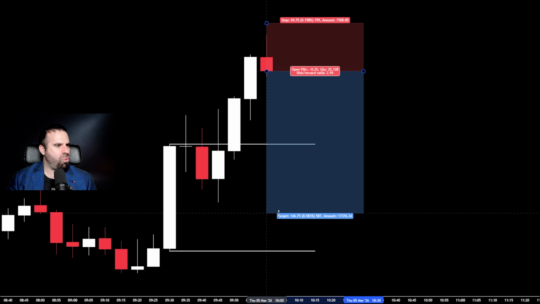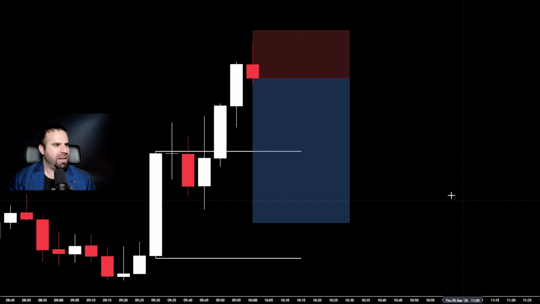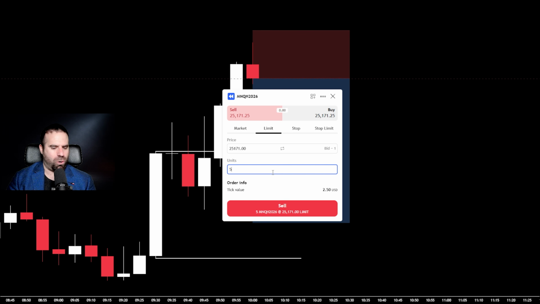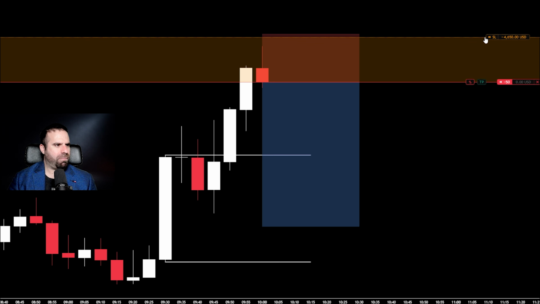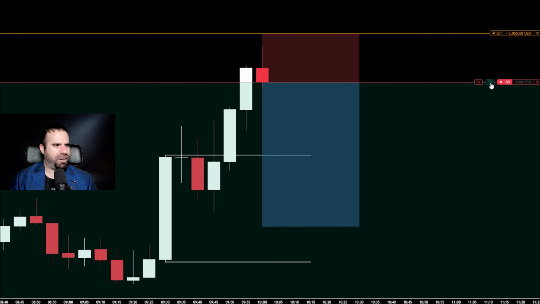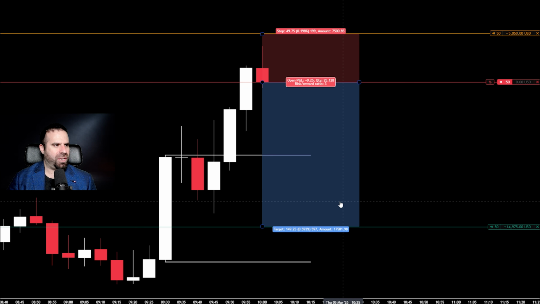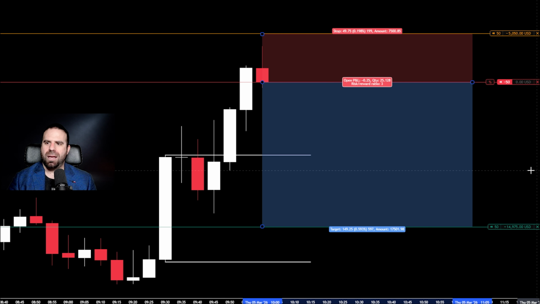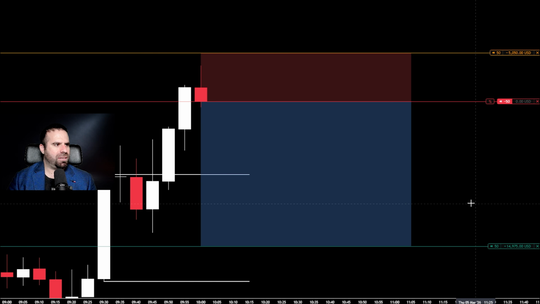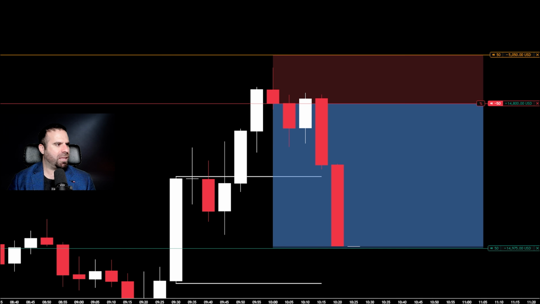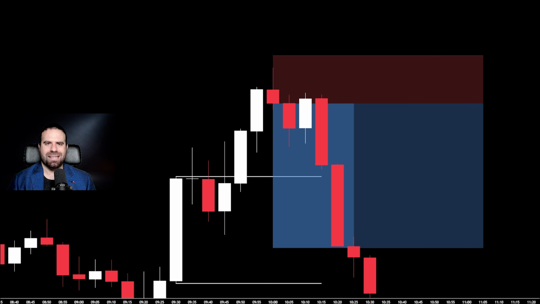A 3-to-1 reward to risk. Here we are targeting a 3-to-1 reward to risk. I will place my stop loss exactly right there and my take profit right there at a 3-to-1 reward to risk. And guess what I'm going to be doing? I'm going to just let this trade play out and I'm not going to touch it at all. You are not moving stop losses to break even or any of that stuff.